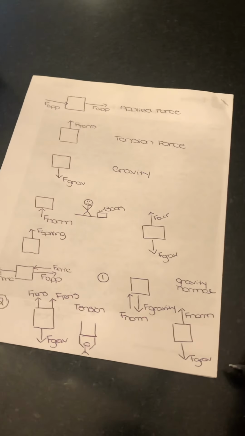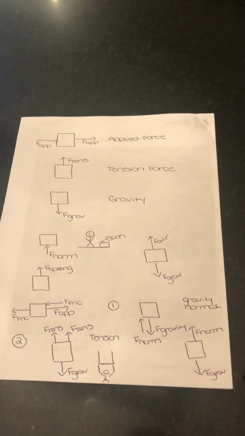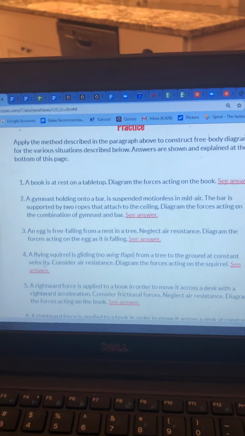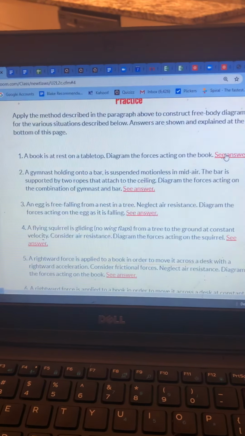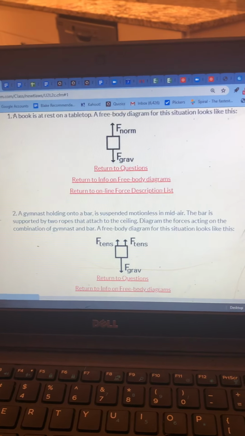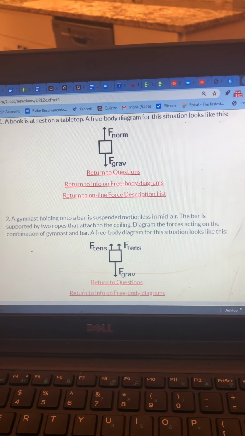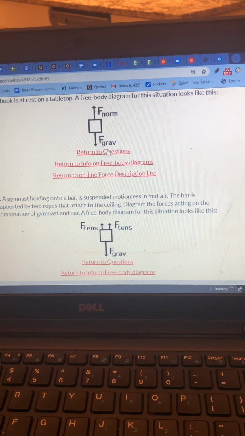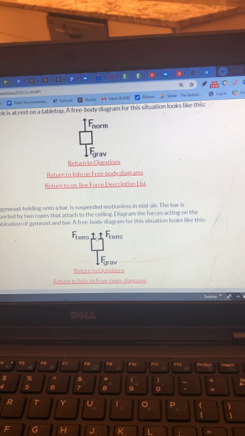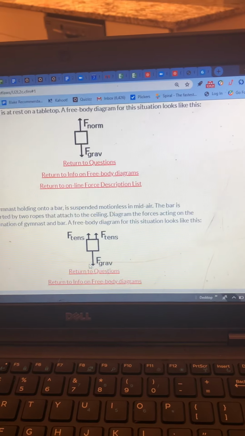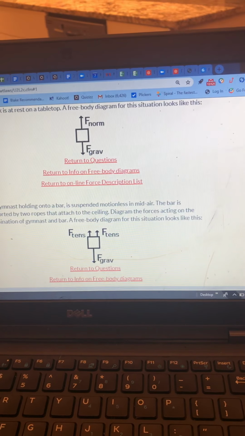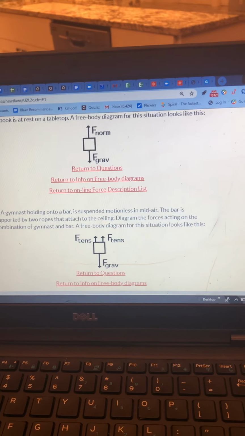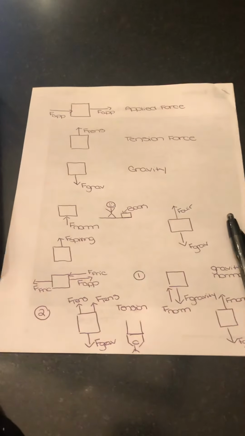So go ahead and do numbers 3 through 11. You can check your answers. You can check them as you go. And you don't need to show me any evidence that you've completed this. So here's the 2 that we did together. We did normal is obviously going up and gravity is down. And then with this gymnast, tension is up and gravity is down. So hopefully this makes sense. Again, the answers are there for you to check.